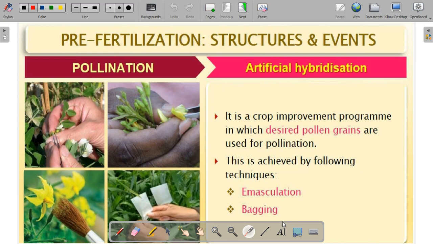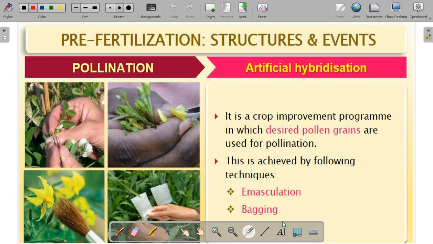Okay, the first event is recognition of compatible and non-compatible pollen grains. Once it is a compatible pollen, pollen germination will take place. After pollen germination, siphonogamy will take place. After siphonogamy, porogamy will take place. After porogamy, double fertilization.